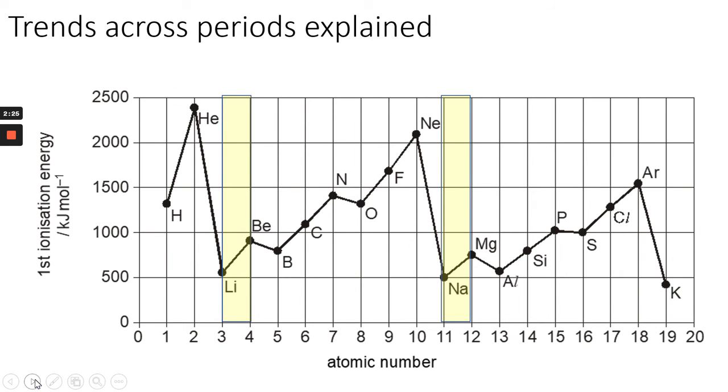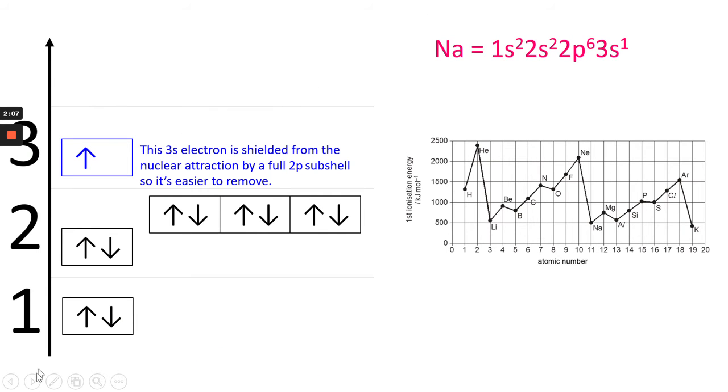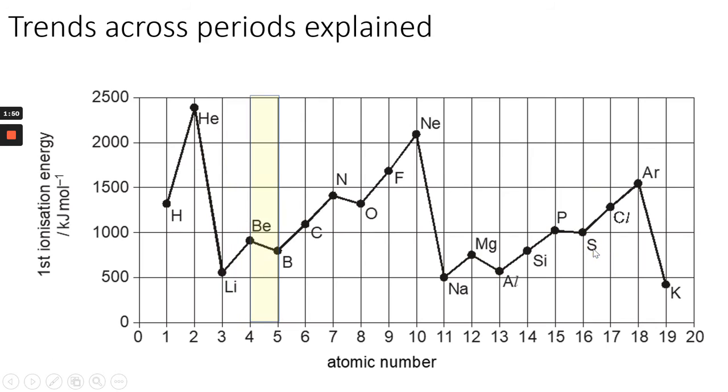Let's look at lithium going to beryllium. What's going on here is at beryllium and at magnesium, you've got an s2 configuration, so an additional electron with no extra shielding, but one extra proton, 4 in beryllium and 12 in magnesium. So if we look at sodium, you can see that electron is easier to remove. But if we now move on to magnesium, you can see that the electron, this one here, is harder to remove because you've got 12 protons instead of 11, but the same amount of shielding.